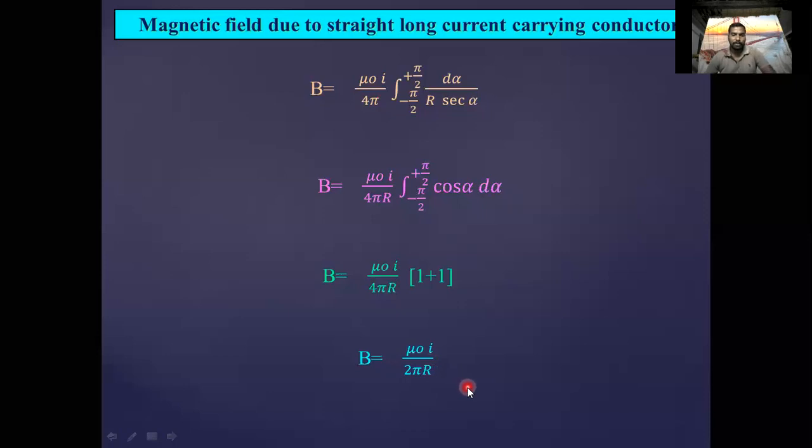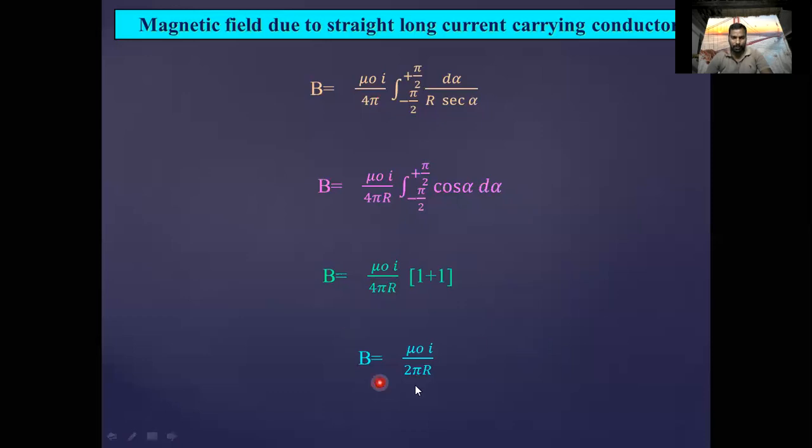This is the expression for the magnetic field induction near a long straight conductor. This shows the magnetic lines go around the conductor in a concentric manner.